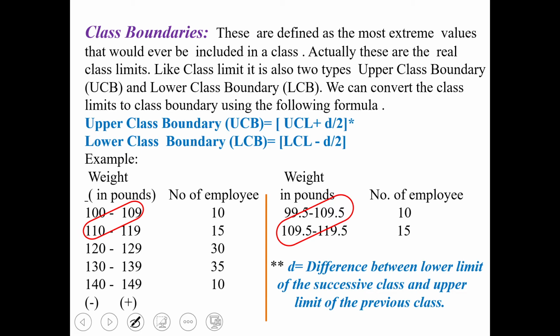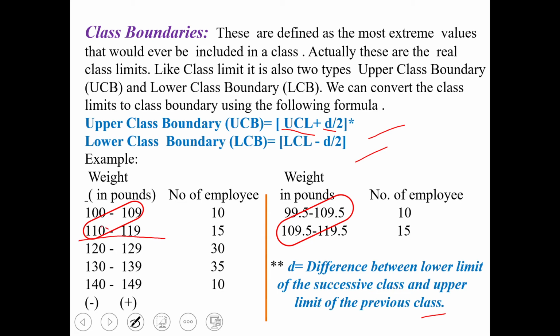We can convert the class limits to class boundaries using the formula you can see here. The first formula is for the upper class boundary: upper class limit plus d by 2, where d represents the difference between the lower limit of the successive class and the upper limit of the previous class. The lower limit of the successive class means this successive class.